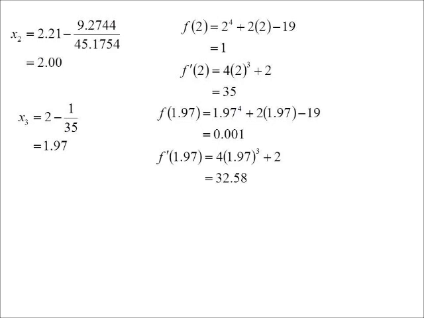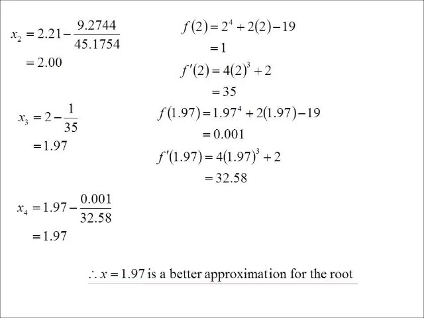Think about what it's saying, by the way. The y value is 0.001, and at that point we've got something with a slope of 32, so it's quite steep. So logically we must be very close, you would think. And what do you know? x4 turns out to be, to 2 decimal places, 1.97. So we know that's where we're going to stop now, because every time we put in 1.97 we're going to get 1.97. So we've found our approximation.